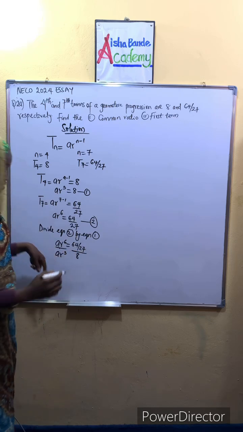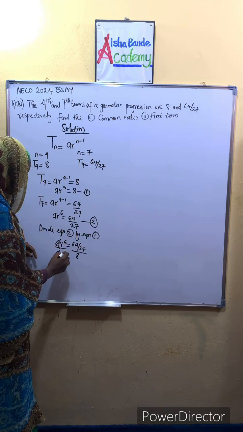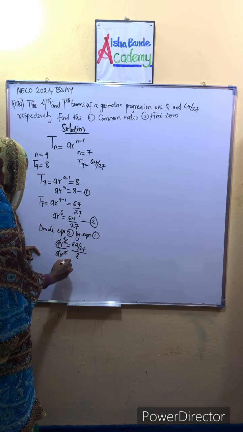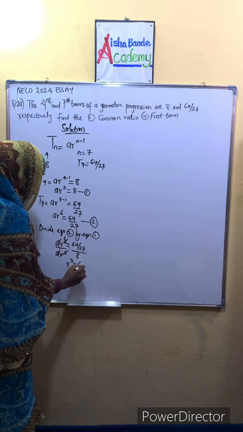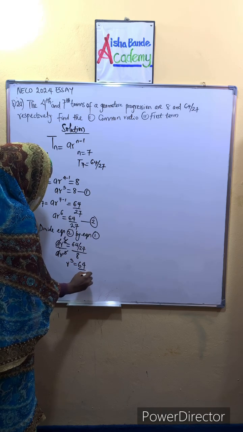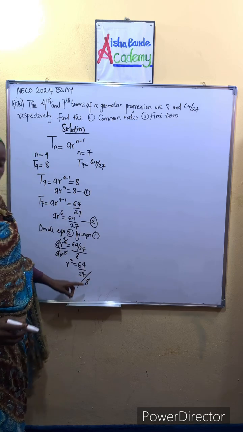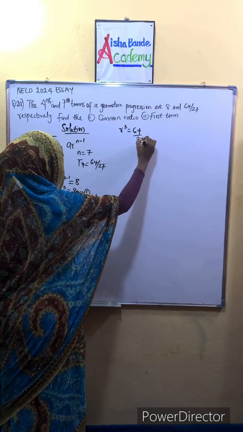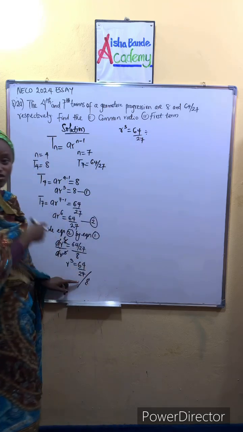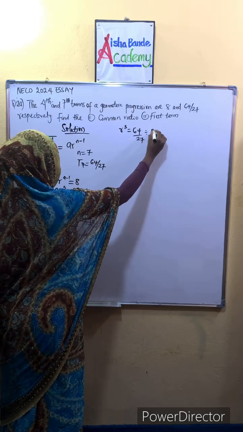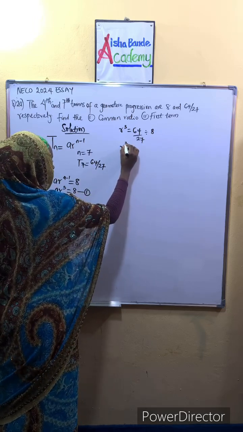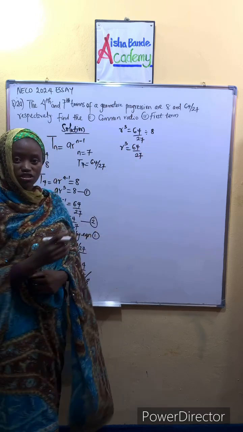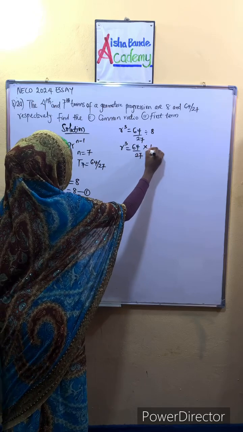So looking at this, from this point here, we cancel a, and r to the power of 3 we cancel 3 here, so we are going to be left with r to the power of 3 is equals to 64 over 27 all over 8. So we can simplify this here. We are going to have r raised to the power 3 is equals to 64 over 27. This line here is a line of division. This becomes divided by 8. In mathematics, this division, now when we take the reciprocal, becomes times 1 over 8.